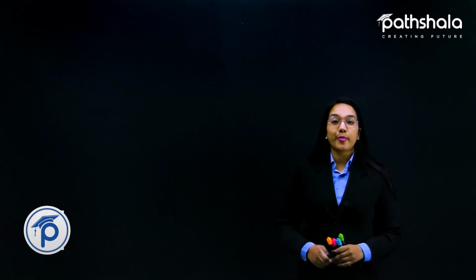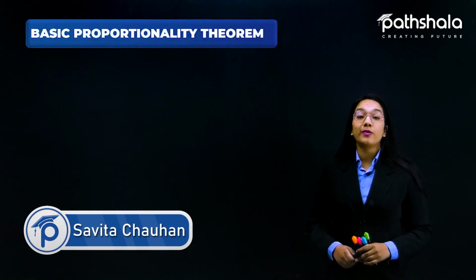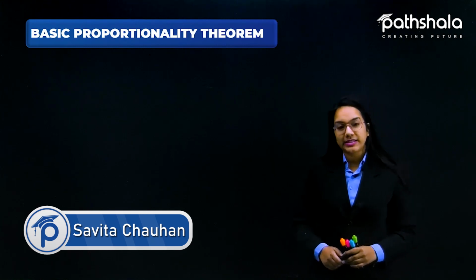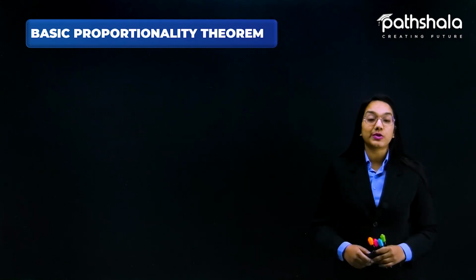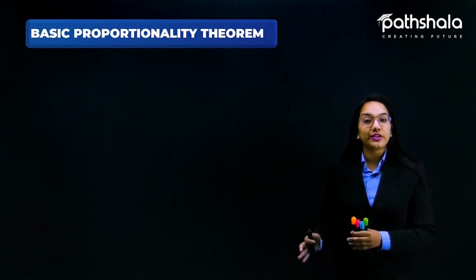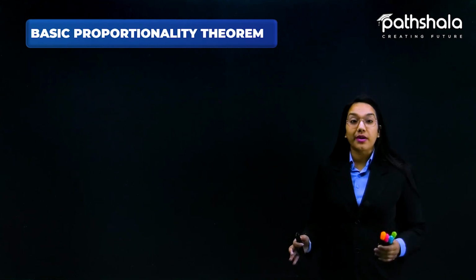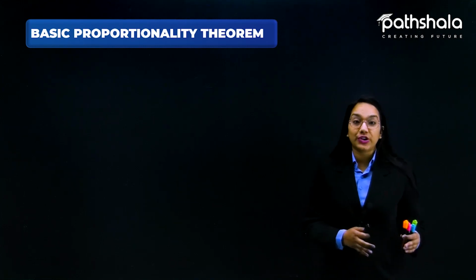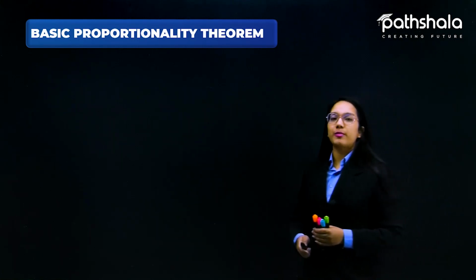Let's just see the basic proportionality theorem. What is the basic proportionality theorem? Always remember, this basic proportionality theorem is also called Thales theorem. So Thales theorem and basic proportionality theorem are one and the same thing, and we also call it the BPT theorem, meaning the basic proportionality theorem. Now let's see what the basic proportionality theorem is.